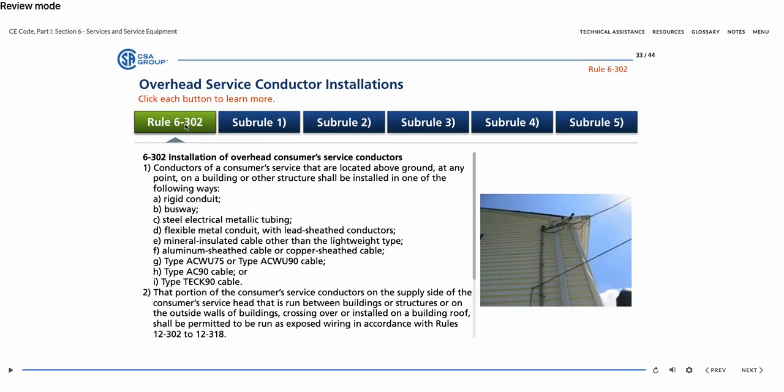Rule 6-302 lists the approved wiring methods and requirements for the consumer service conductors located above ground at any point on a building or structure.